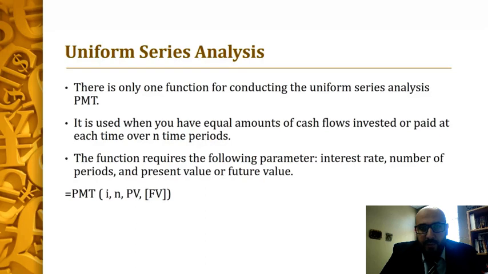To build this function, type equal PMT, which is payment, open parentheses, i, interest rate, and number of years, present value, comma, future value. And future value is optional. You don't have to put it there. So you could do either one, whether present value or future value, depending on what the example is asking for.